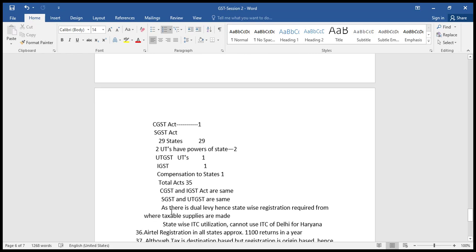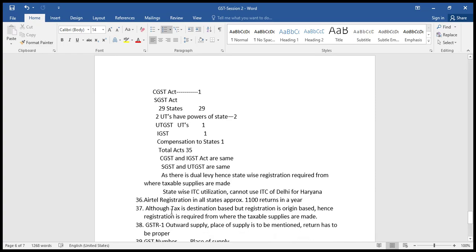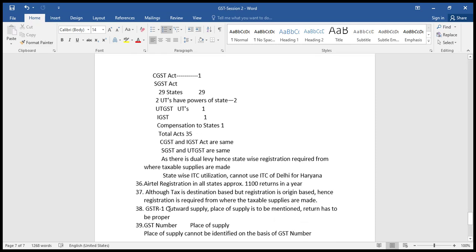As there is a dual levy, hence state-wise registration required where taxable supplies are made. State-wise utilization: cannot use ITC for Delhi for Haryana. Airtel has registration in all states, approximately 1100 returns in a year. Although tax is destination based, registration is origin based. Hence, registration is required from where the taxable supplies are made.